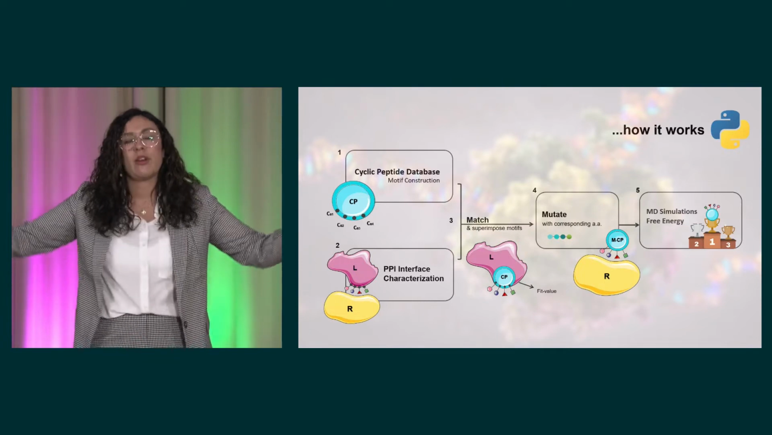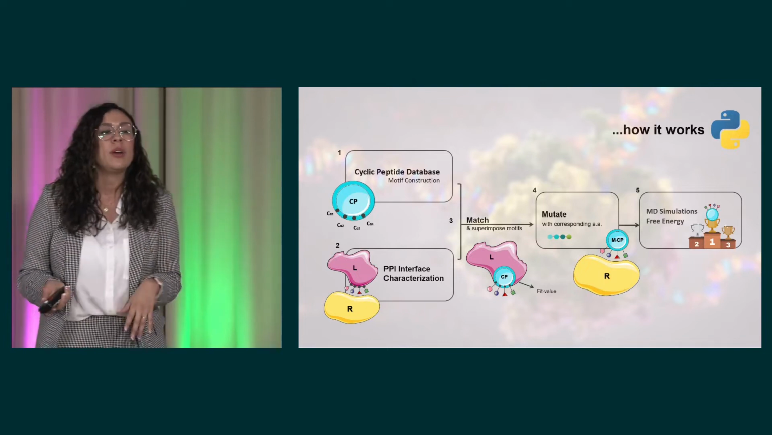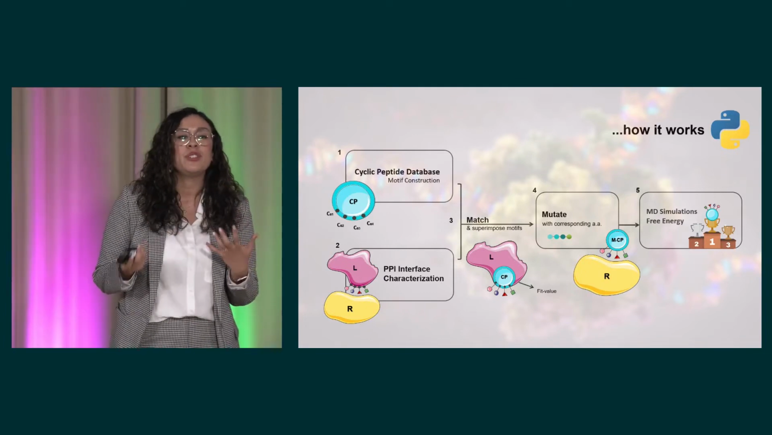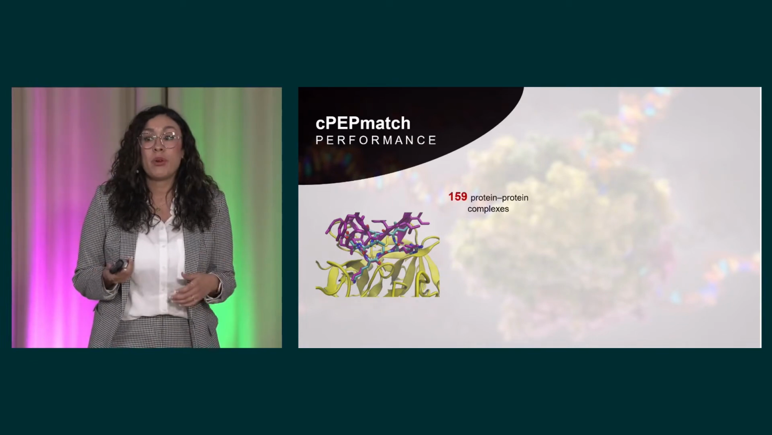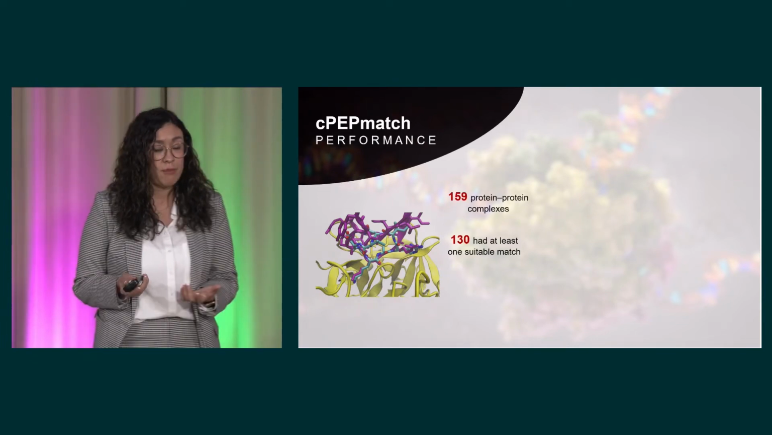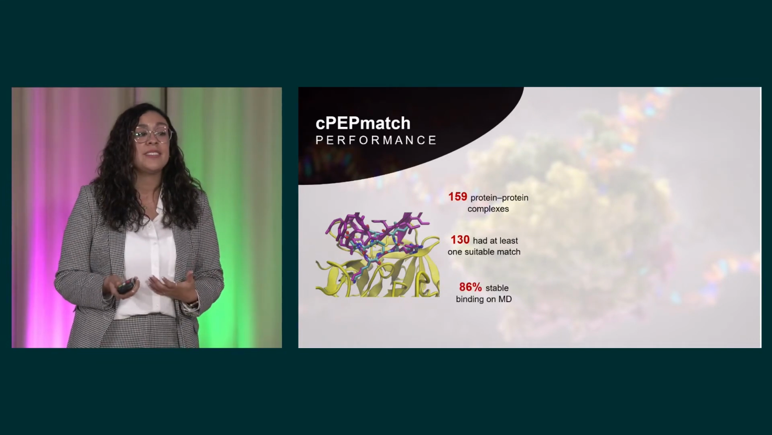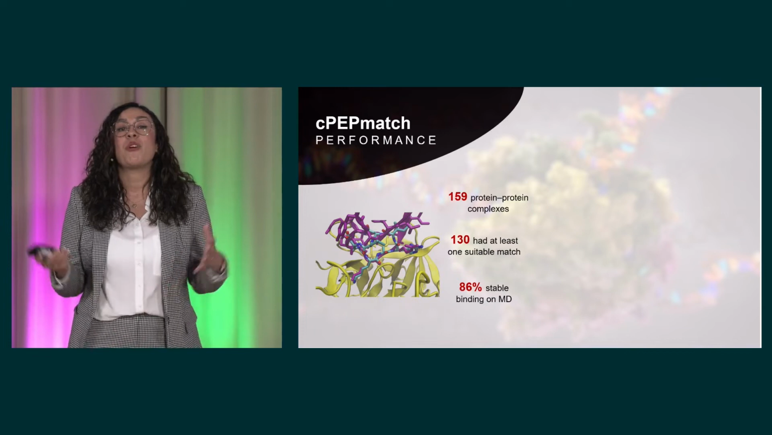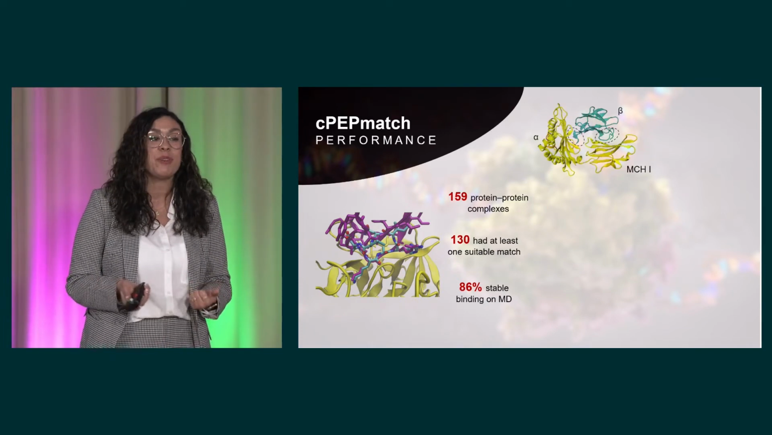Of course, there's a huge process to it, and there are a lot of specifics that need to be taken into account, but we built a general idea for it. And we actually built a program, and we tested it on 159 protein-protein interactions, where 130 of them had a success, and 86% of them were really good in MD. So we're really excited about this output.